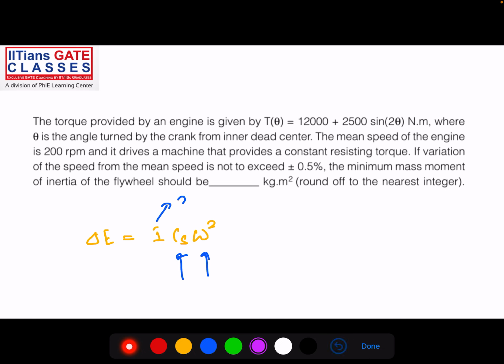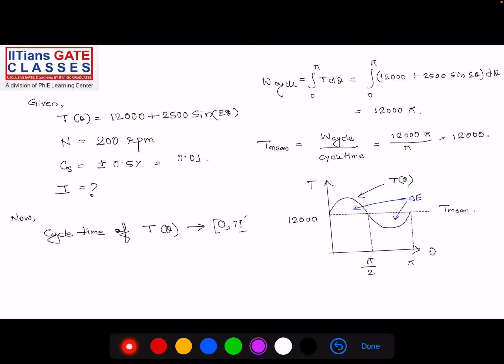This is a very good question. Similar kinds of questions have appeared before also. So what is the procedure to calculate delta E? We'll go step by step. Torque is given, N is given, and CS is plus minus 0.5%. You need to calculate I. First, let us see the cycle time of this torque. How to calculate the cycle time? Very easy. What is the cycle time of sine theta? We have already done this in class.